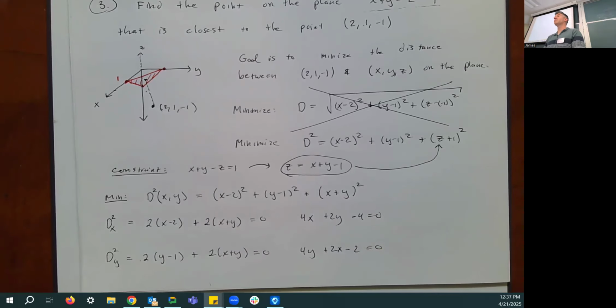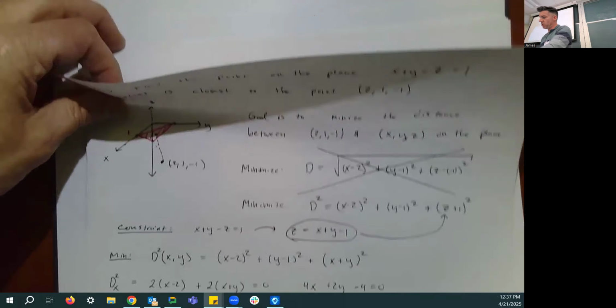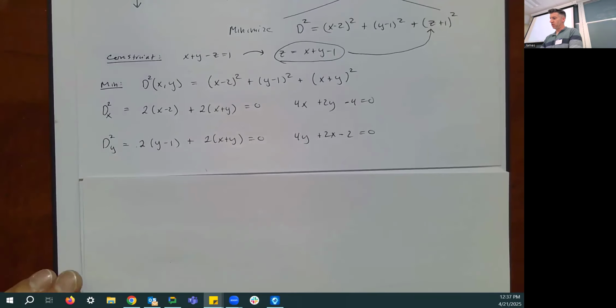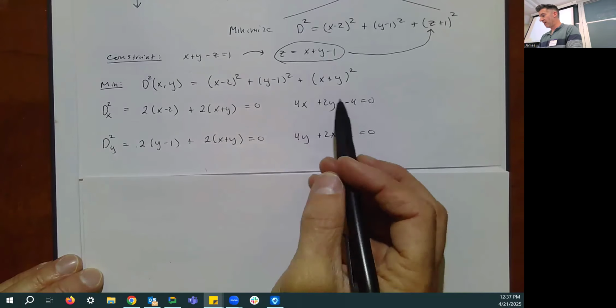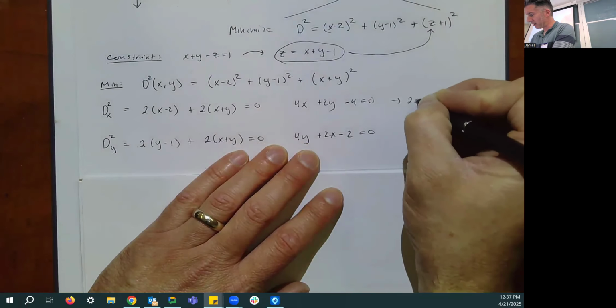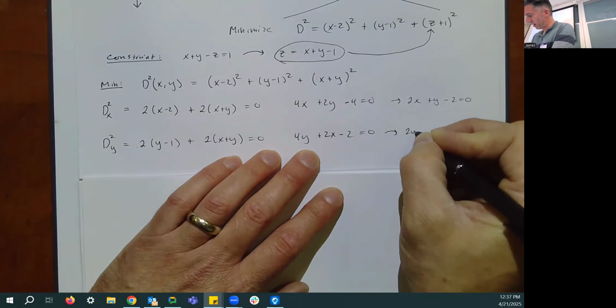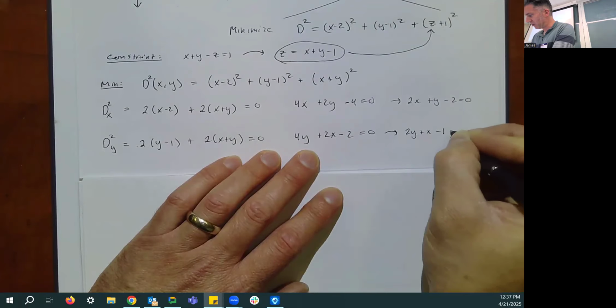Again, solving a system of equations like this is really something you can do in any way you prefer. You can either solve for x or y in one of these and substitute in the other one, or you can multiply one of these equations by a constant and add to the other one to eliminate. So you can either use substitution or elimination. Either way is fine. Do whatever feels most comfortable to you. Here, I'd probably choose substitution. What I'd probably do first is divide everything by 2. So this becomes 2x plus y minus 2 equals 0, and this one's going to be 2y plus x minus 1 equals 0.